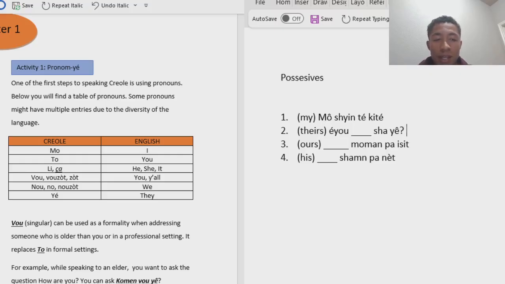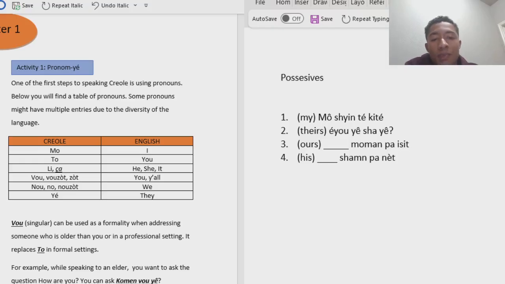Number 2. Eu blank chaillé. Where blank is the cat is. That's the literal translation. Remember, this is theirs. Yep, that's correct. Ye. Eyu ye shaye. Where is their cat?